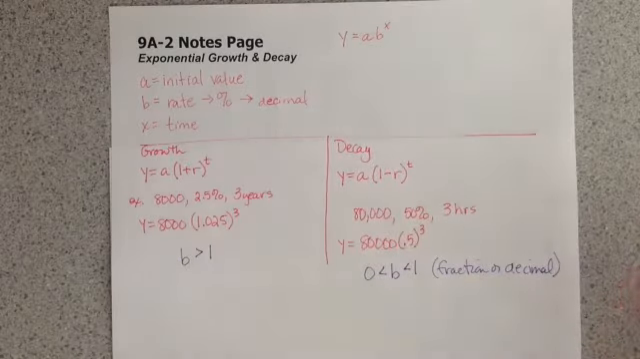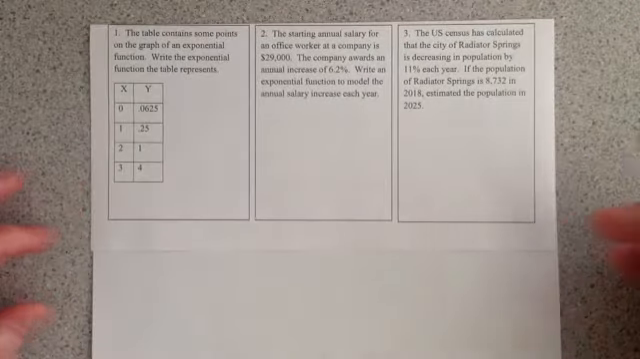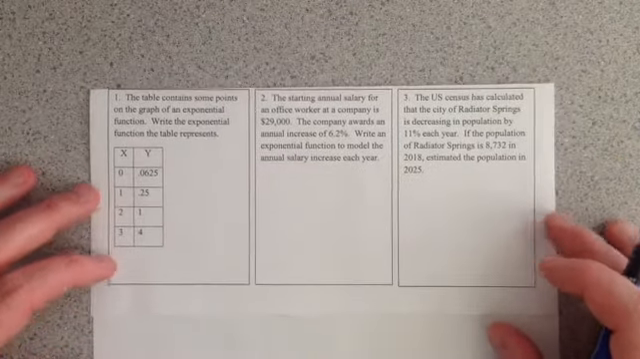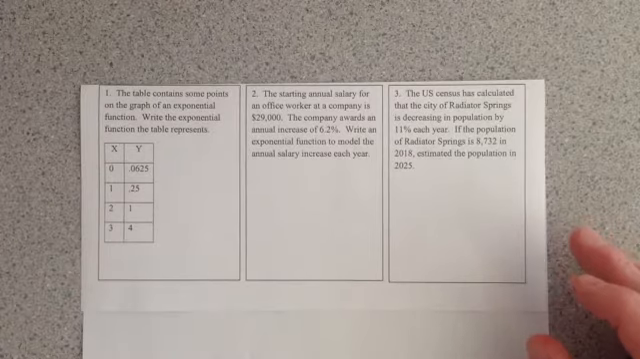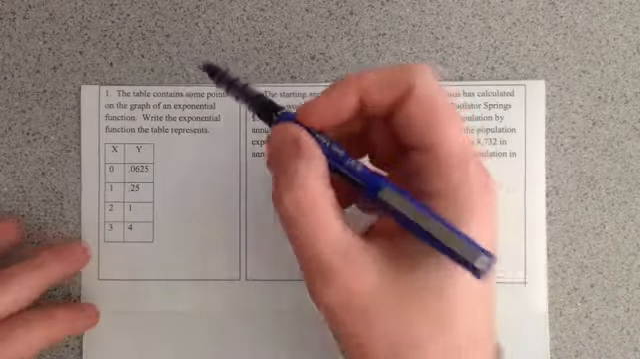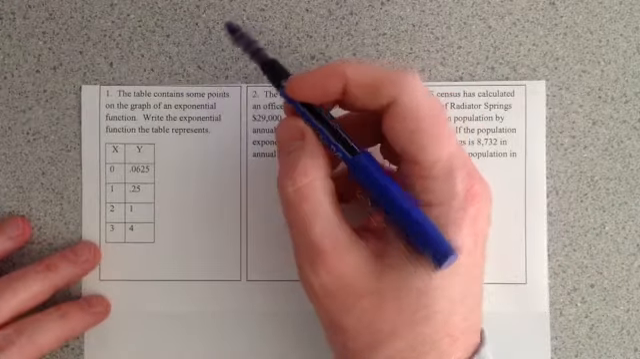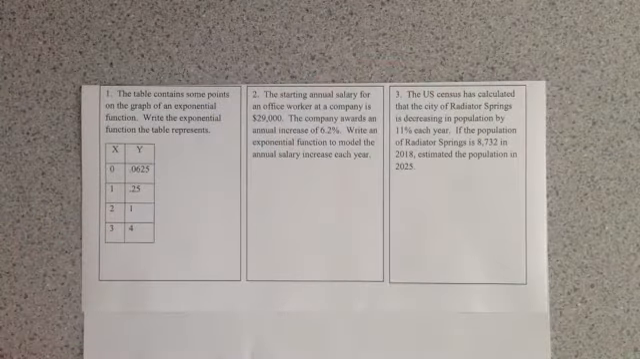So now let's look at some examples that you might see on an assignment or that you have to work out. Okay? So let's look at number 1. The table contains some points on a graph of an exponential function. Write the exponential function the table represents.